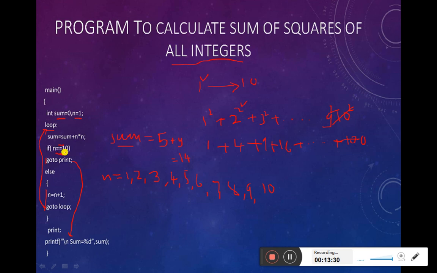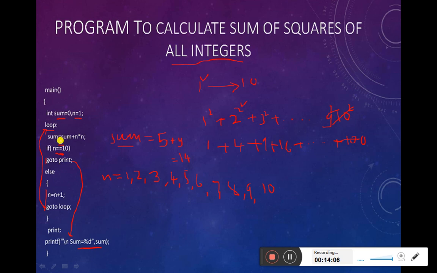Say I have to use n equal to 11 here. Then it will go up to 10. So if I want to find out the sum of squares of numbers between 1 to 100, then I should change this condition test to n equal to 101. Once this condition becomes true, it means you have already calculated the sum of squares of numbers from 1 to that number. So it will come out to this statement to print the final sum here.